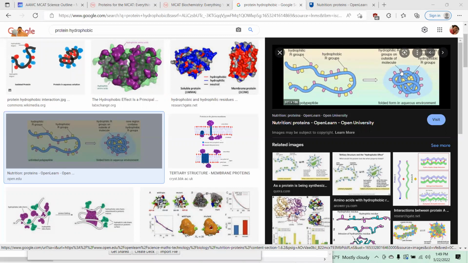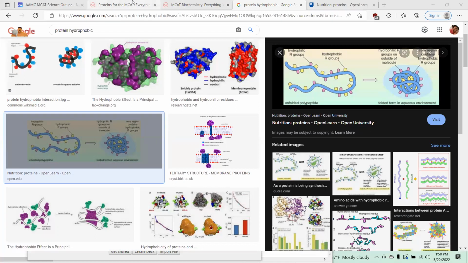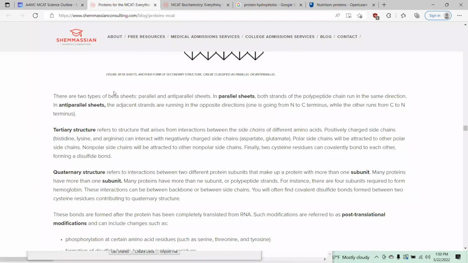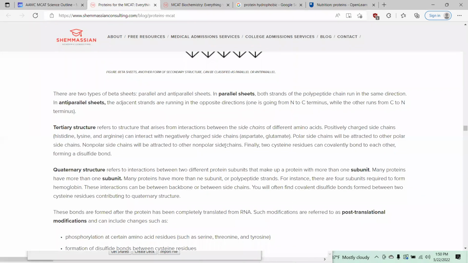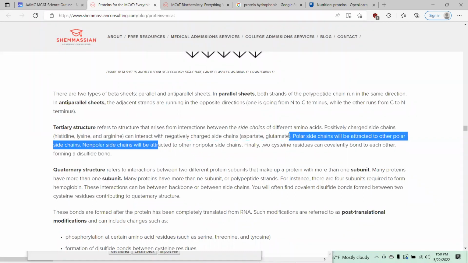Whereas the purple ones, the hydrophilic ones, will stick out with the water, and that's where they're happy because they like water and they interact well with water, because these are negatively or positively charged, whereas the hydrophobic ones are nonpolar and uncharged. They can't deal with the partial charge on water. So that is basically to explain how tertiary structure works, how nonpolar binding works and polar binding works.